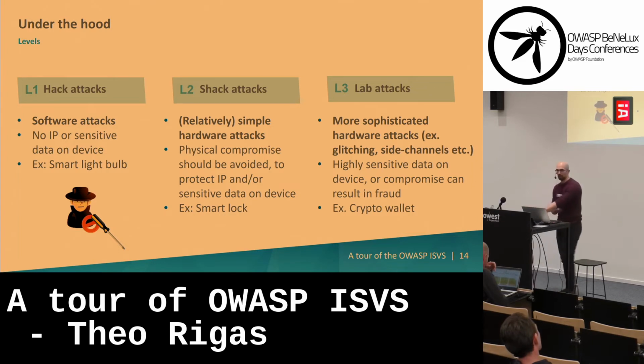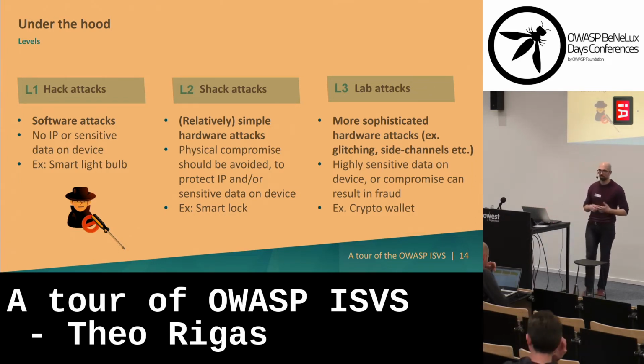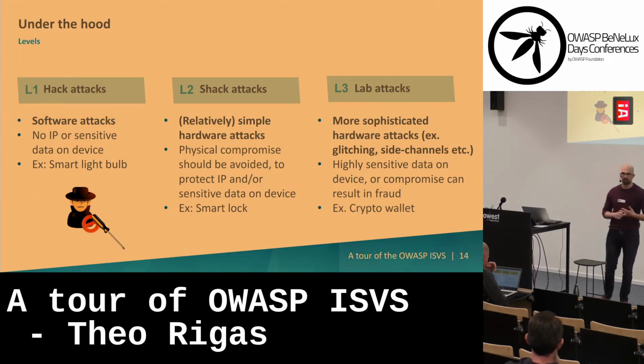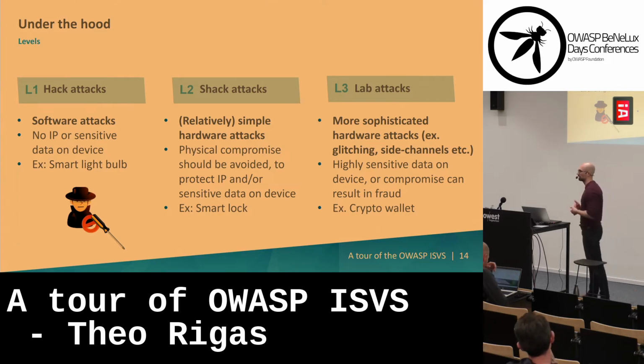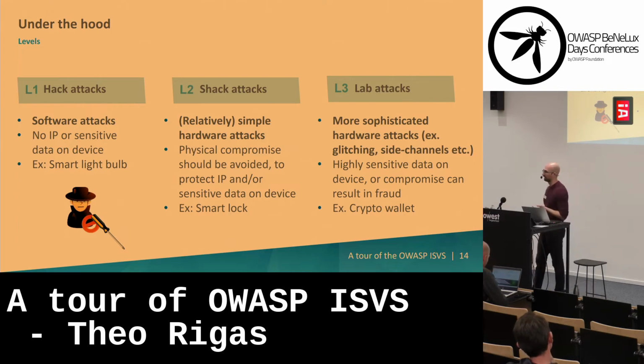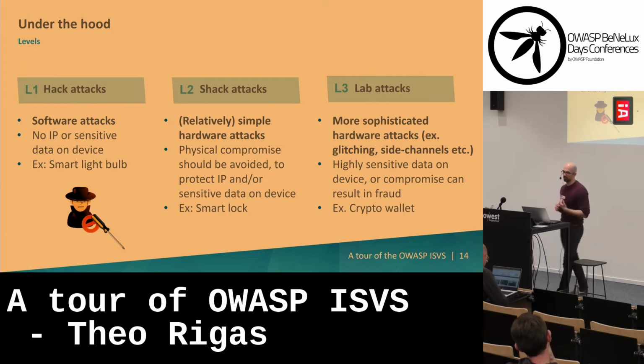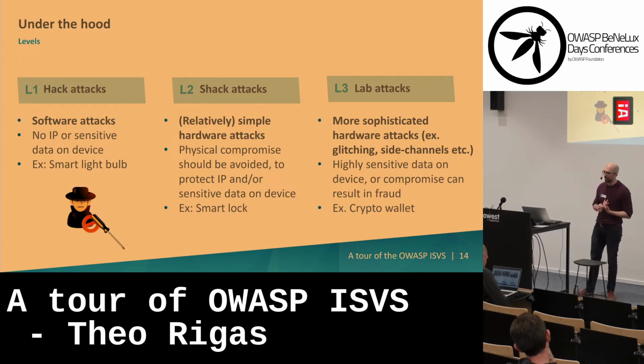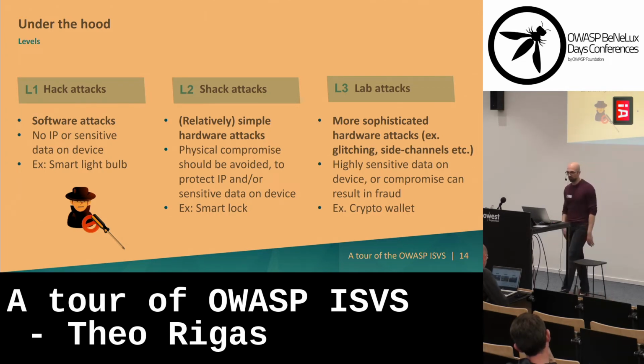So that's level 1, and it's suitable for devices or applications that don't have any intellectual property to protect, or they don't have any sensitive data on them. And then you go to level 2, which starts looking at relatively simple hardware attacks for devices where physical compromise should be avoided. For example, to protect intellectual property and sensitive data on the device. An example of a relatively simple hardware attack is opening the device up and dumping the flash memory of the device, for example, to recover sensitive information.